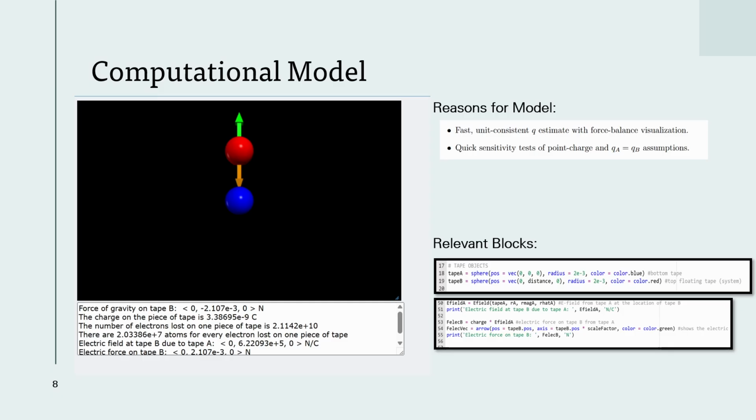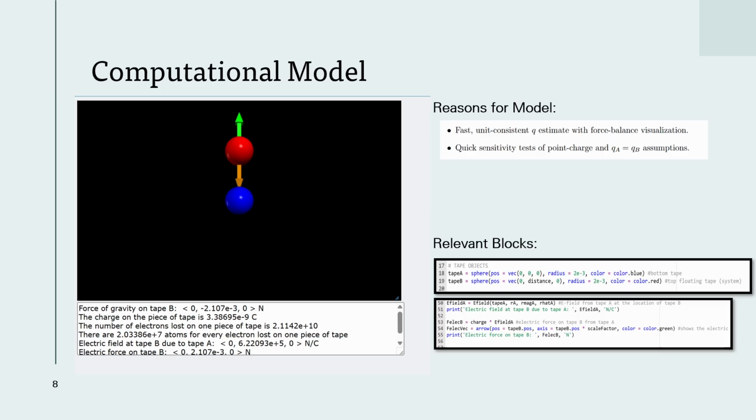To verify and visualize the results, we created a GlowScript model where we condensed each piece of tape into singular point charges, and using the initial conditions of the distance between the tapes and the mass of tape B, we were able to represent the gravitational force vector and the electric force vector acting on tape B such that it floated. We verified the charge on each piece of tape as well as the number of electrons lost in the process of ripping the two pieces of tape apart.